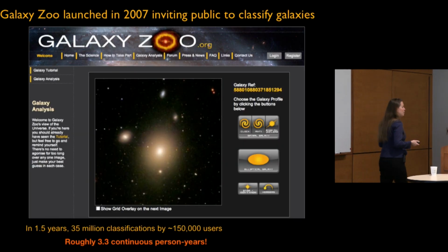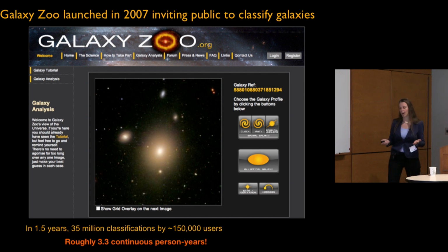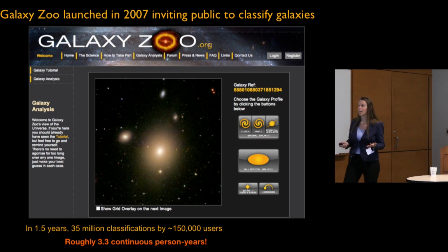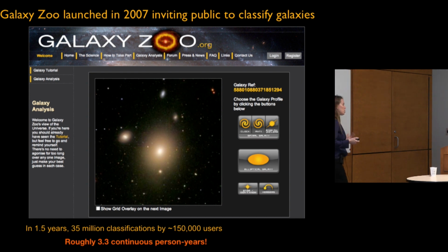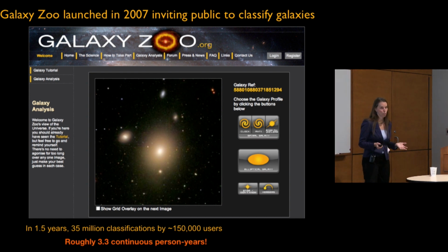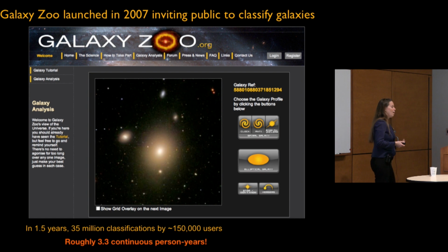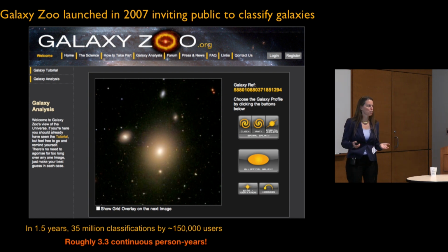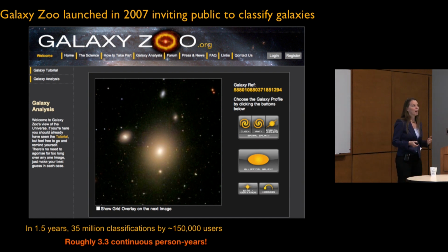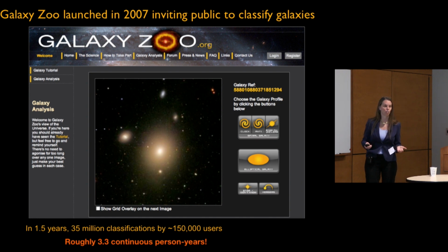The story of galaxy evolution and classifying galaxies by their morphology is the beginning of the story of Zooniverse. And we start with a project called Galaxy Zoo, which launched in 2007. It starts because a graduate student by the name of Kevin Schawinski at the University of Oxford had been asked to classify a large fraction of the 1 million galaxies from the Sloan Digital Sky Survey.